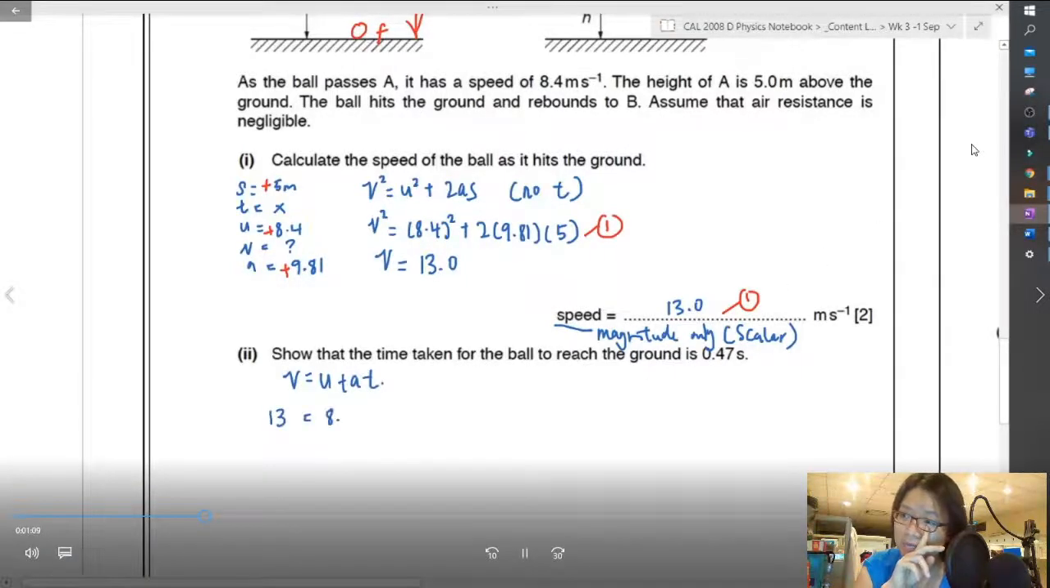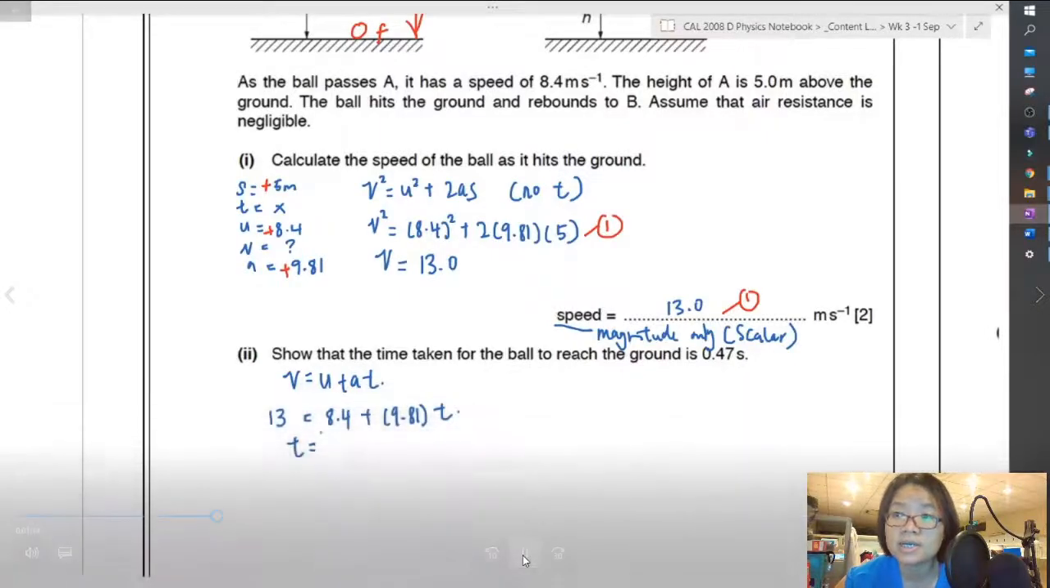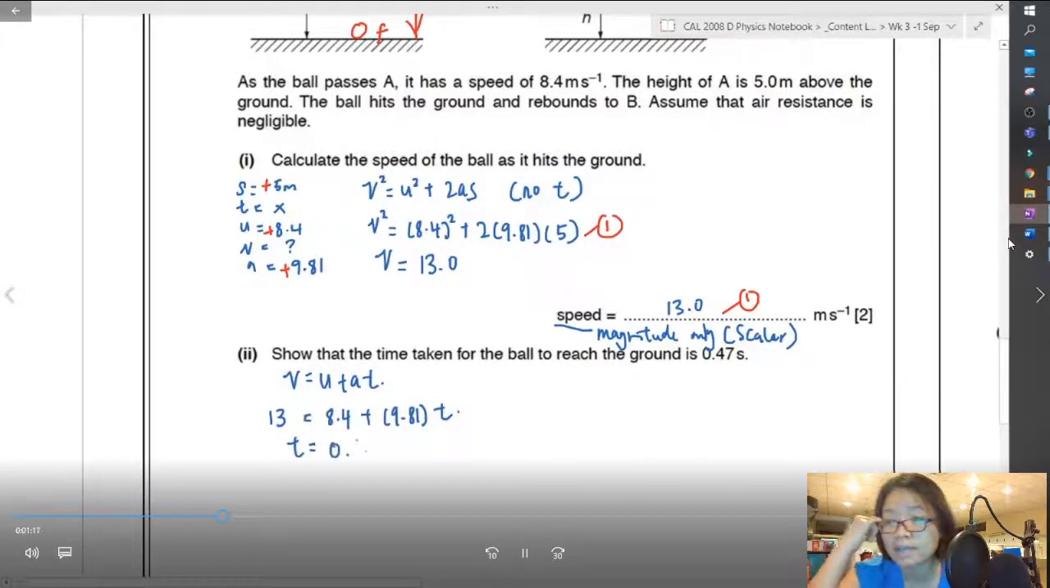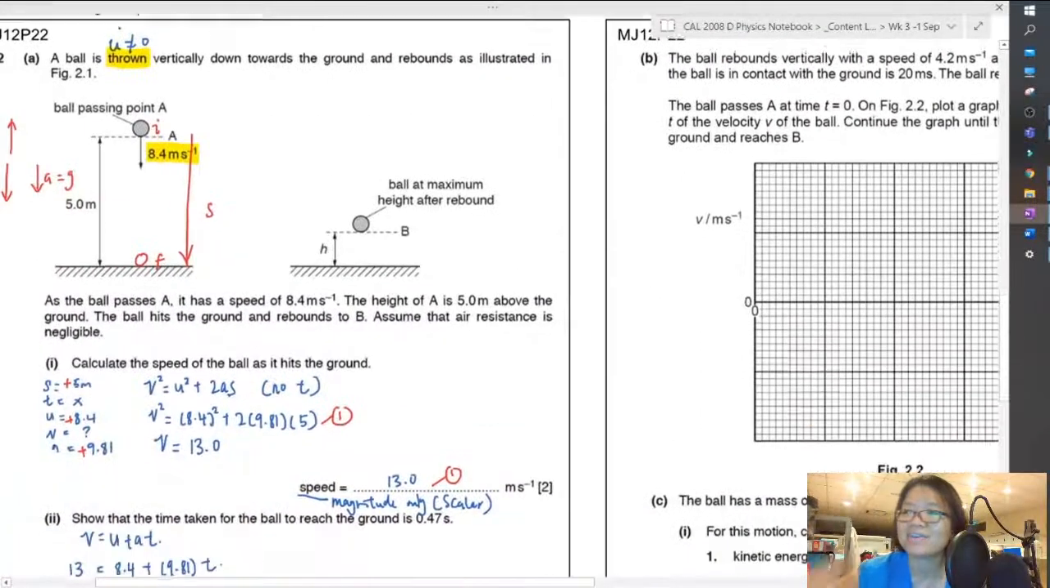Show the time taken for the ball to reach the ground is this much. So I can just use any SUVAT equation because now a level is unlocked already. I got v. I can find anything I want. So I'll just use the most simple one. v is u plus at, substituting the value in. And I can find this as around 0.469, which is about 0.47. Proven. Yay! Okay, moving on.